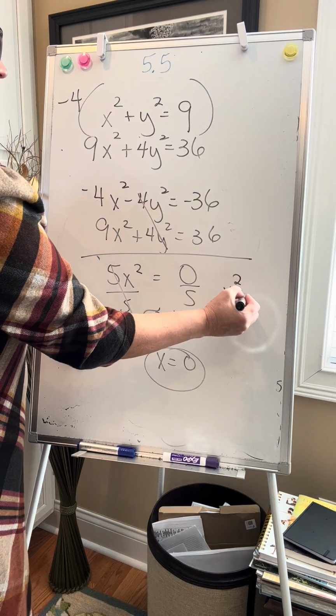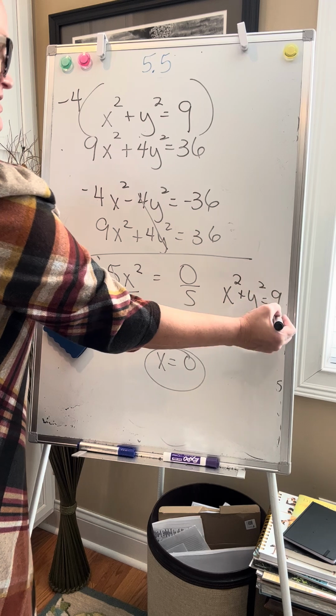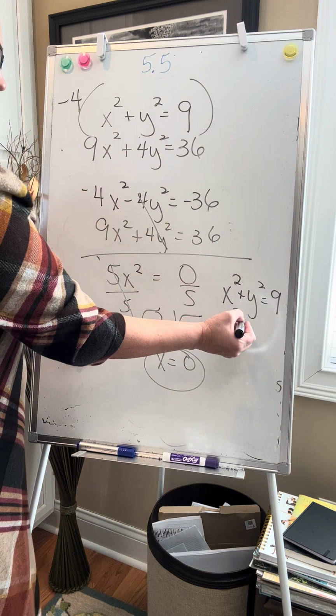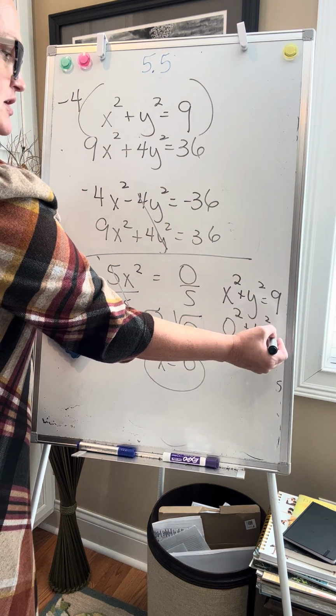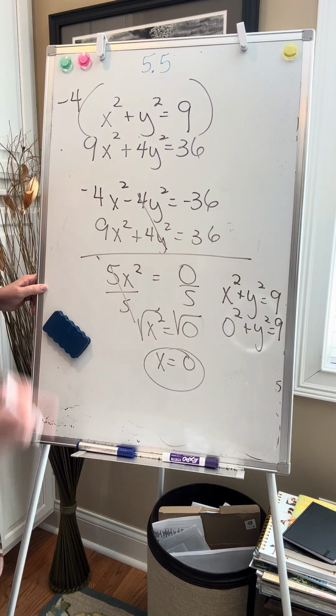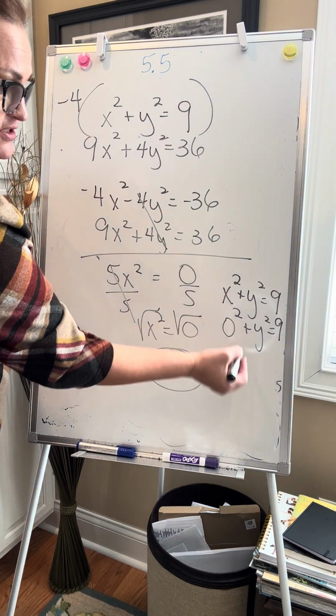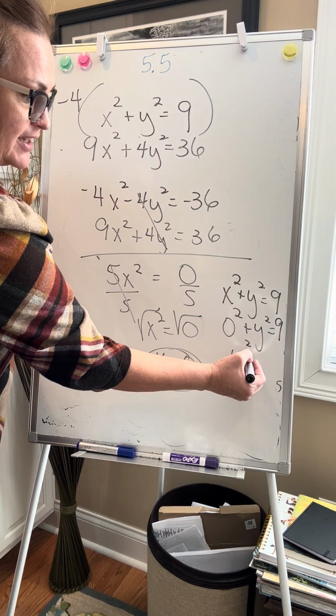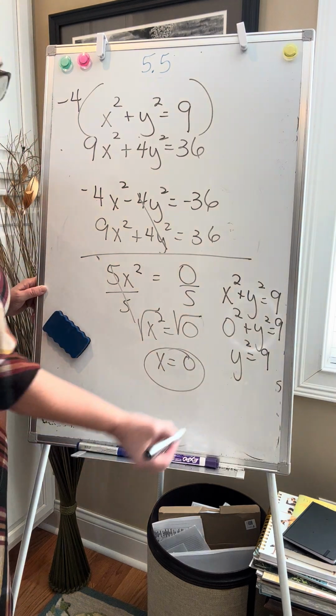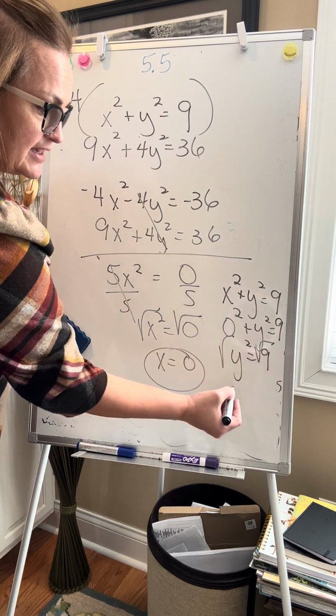It looks a little easier to me. So if I plug in x is 0, 0 squared plus what squared is 9. Now here we will see two answers. 0 squared is just 0, so we have y squared is 9. But to solve, we have to square root both sides.